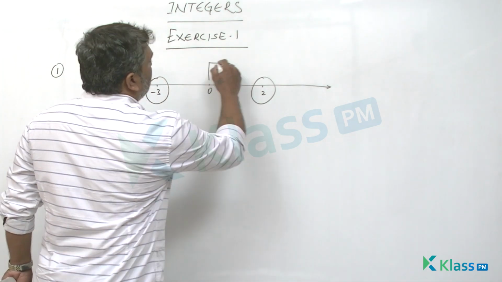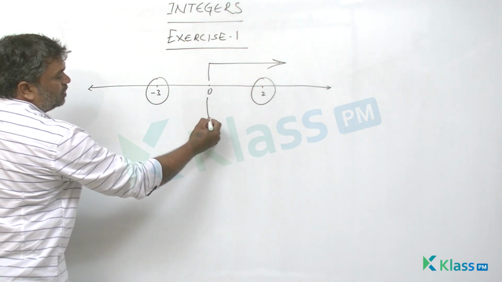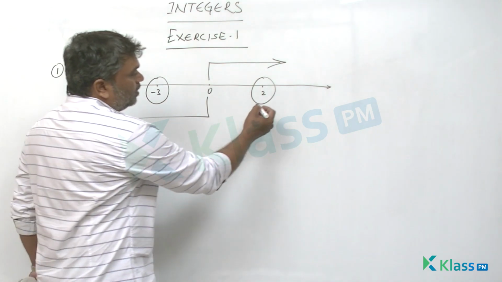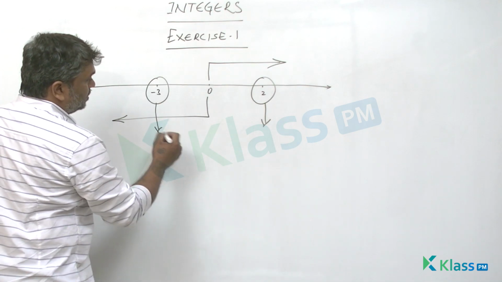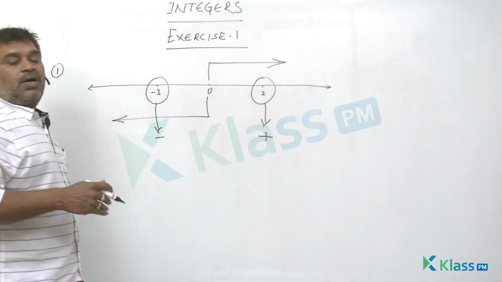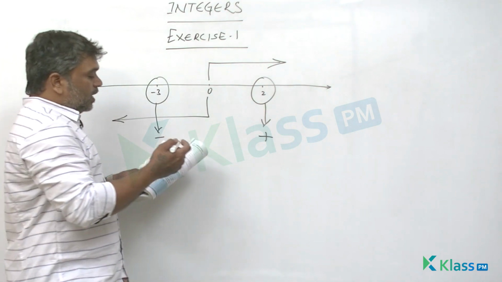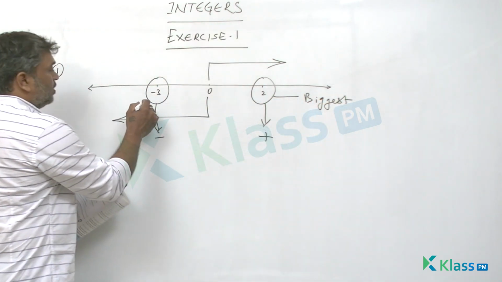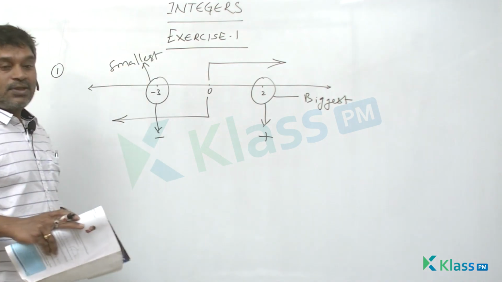As usual, towards the right side of 0 we have positive numbers, and towards the left side of 0 we have negative numbers. Here, 2 is positive and minus 3 is negative. A positive number is always bigger when compared with a negative number. So here, 2 is the biggest number and minus 3 is the smallest number. That is the solution for that.